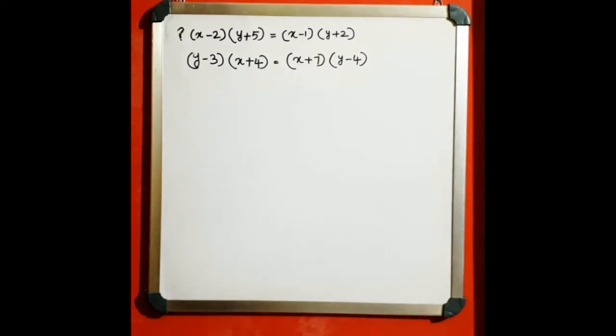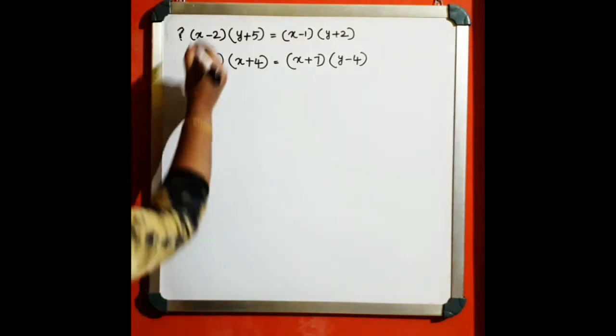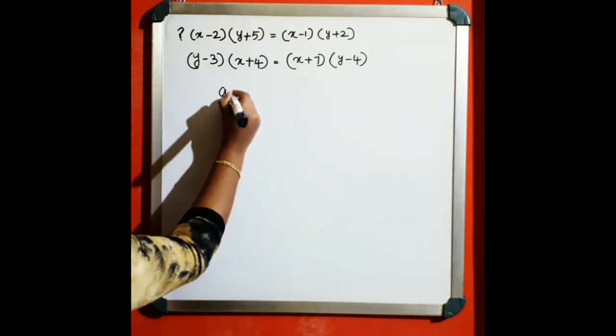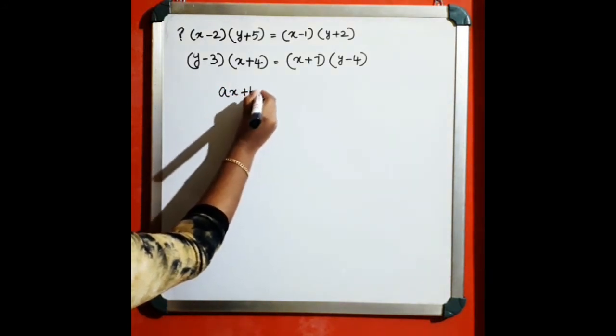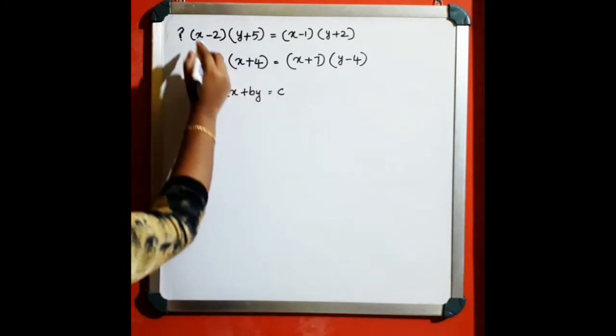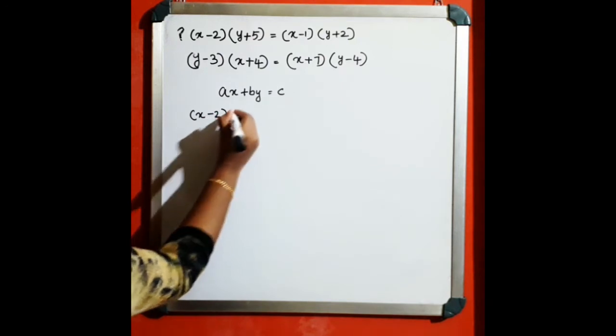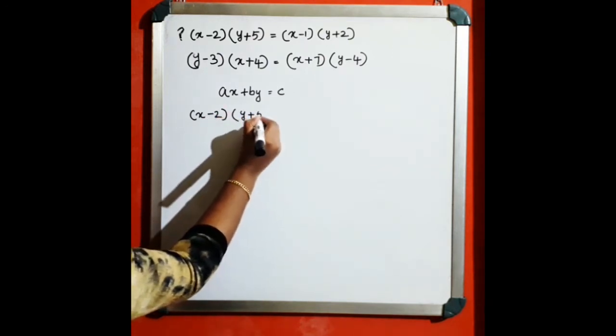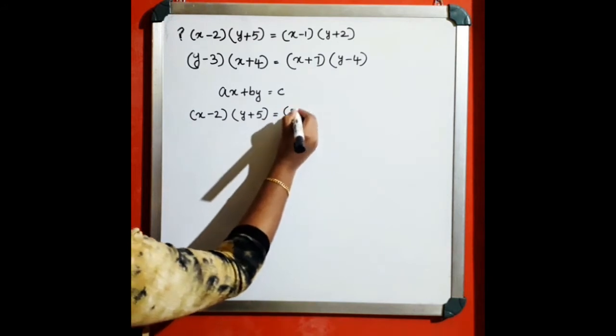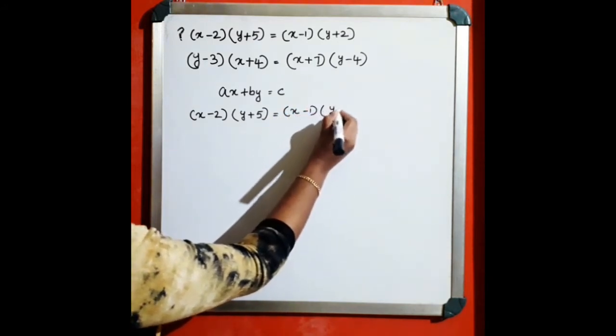Problem: x minus 2 into y plus 5 is equal to x minus 1 into y plus 2, y minus 3 into x plus 4 is equal to x plus 7 into y minus 4. Before solving this problem, first we have to convert these equations in the form ax plus by is equal to c. For this, consider the first equation: x minus 2 into y plus 5 is equal to x minus 1 into y plus 2.